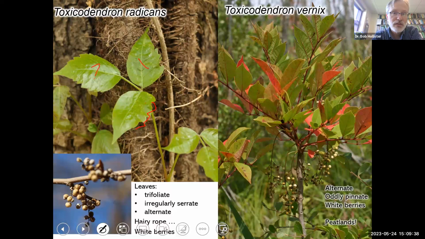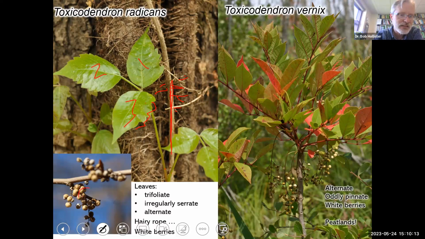Trifoliate, so 1, 2, 3 leaflets. You can't really see in this picture, but they'd be alternate. Another thing that people say is hairy rope, don't be a dope. So you've got these little hairs coming off the vine here. Virginia creeper also does that, but if you don't have leaves, it's in the winter and you see these hairy things coming off the vines, don't touch it. You can catch the poison ivy during the winter.